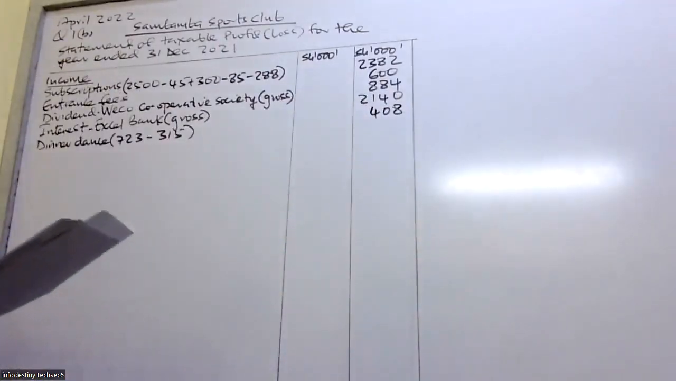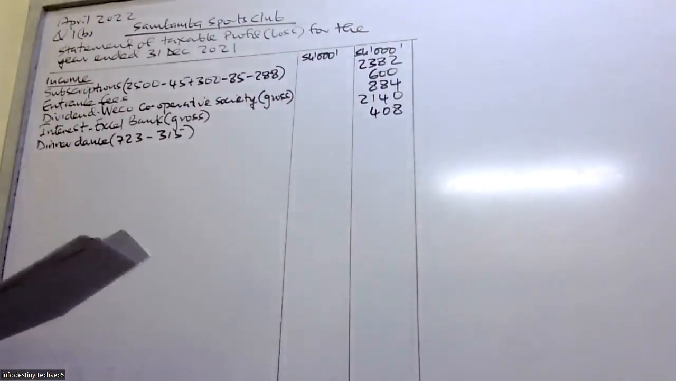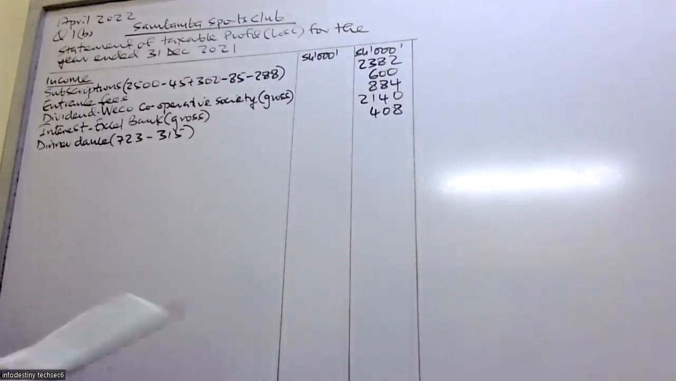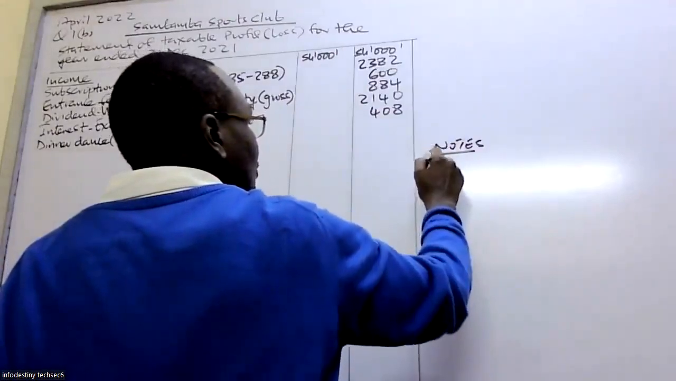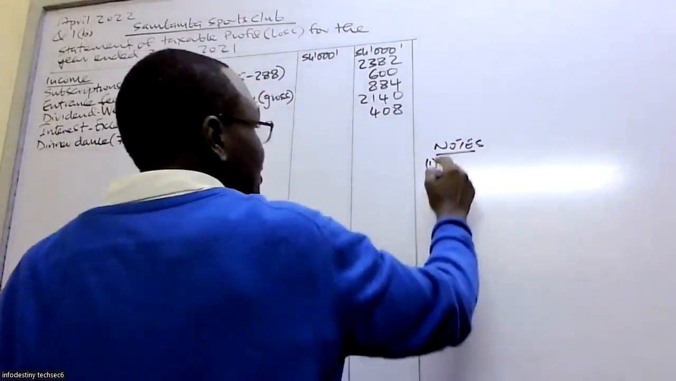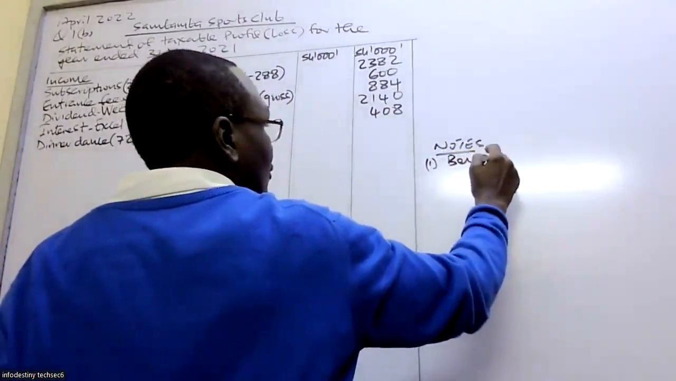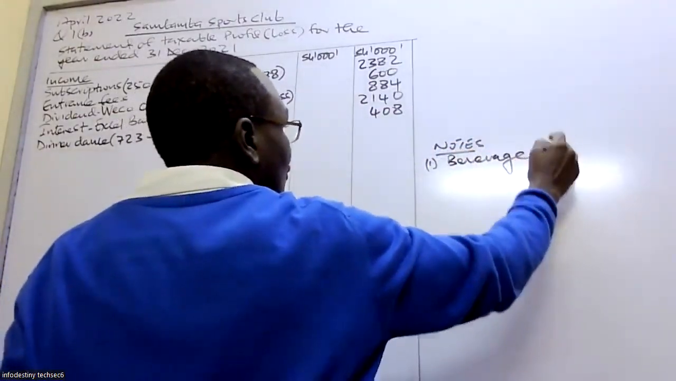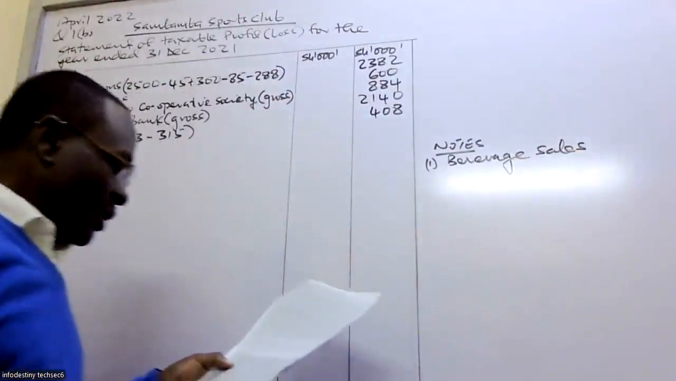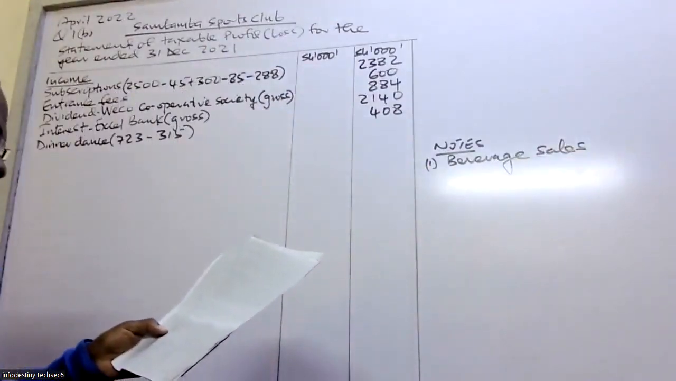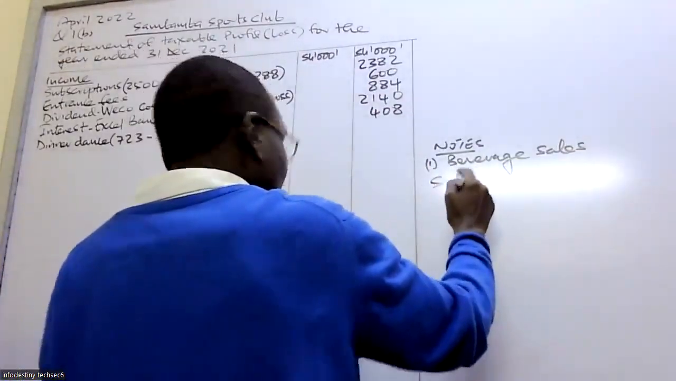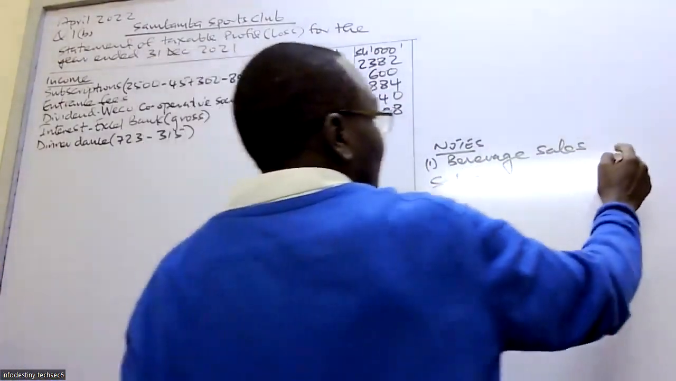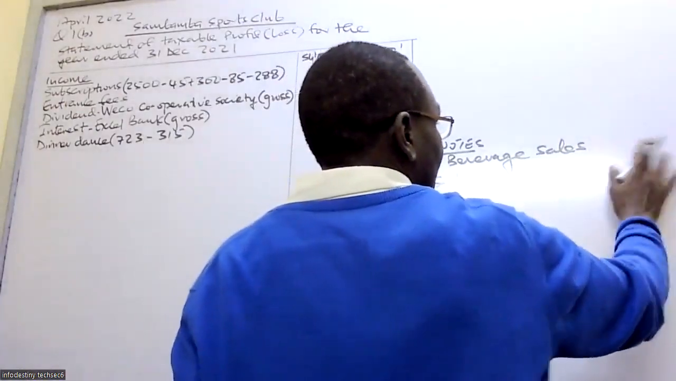Then there is beverage sales to members. That might need some working. We might need to prepare kind of a working note. This is beverage sales. So the sales of beverages give us an income of 657.